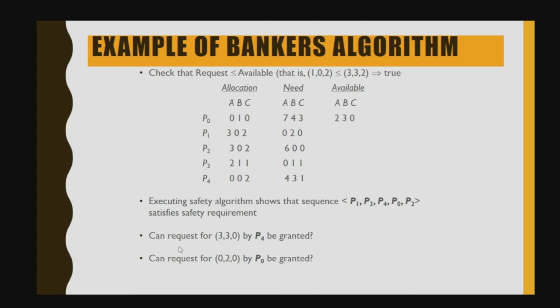Okay, this one, they want to know whether the request 330 can be granted, and then whether the request 020 by process 0 can be granted. So it is based on the needs and available here. So later on we will look at the example.